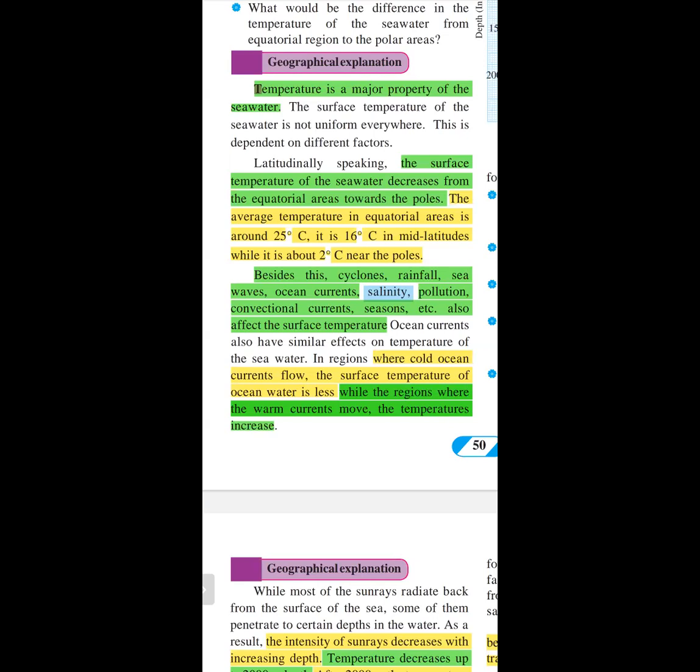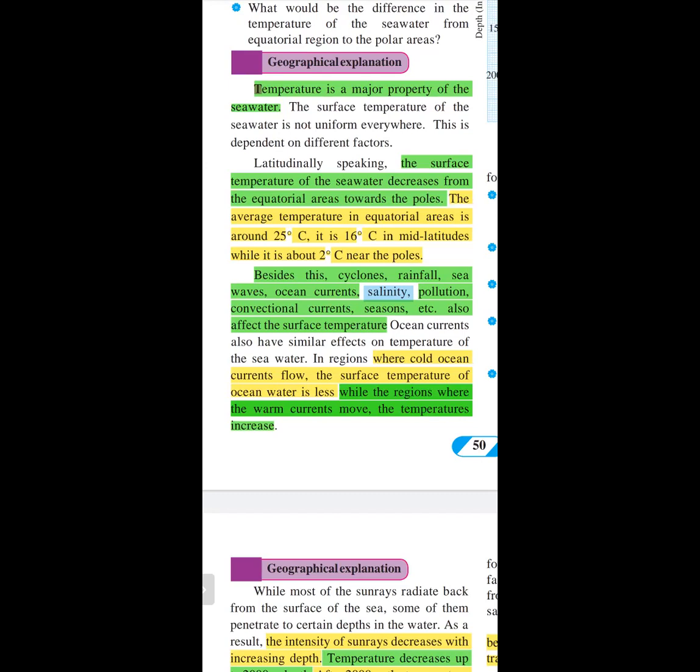You have to understand the question first. Question number 3C. What are the factors affecting the temperature of the seawater? The surface seawater temperature is different from place to place. In tropical regions it is high, but in mid latitude regions it is low compared to the tropical region. The polar region is very low. Because of what? Cyclones, rainfall, sea waves, ocean currents, salinity, pollution, convectional currents, seasons. All these factors affect the surface water temperature.